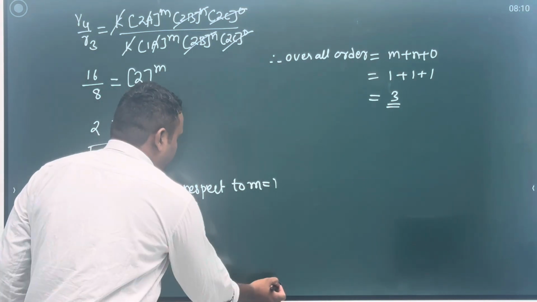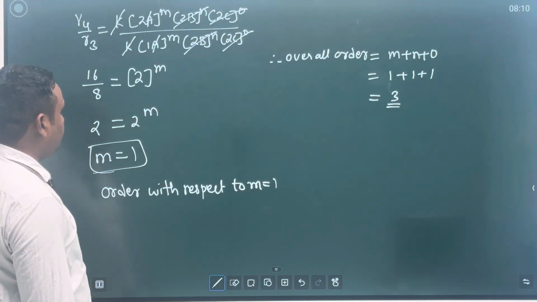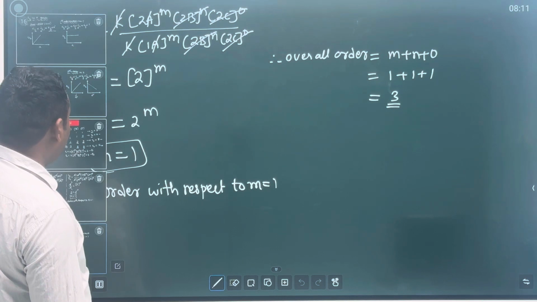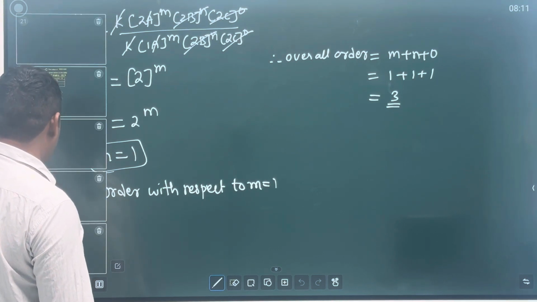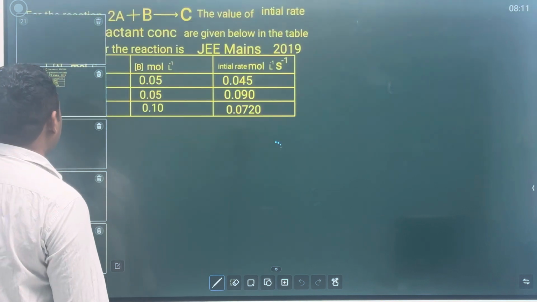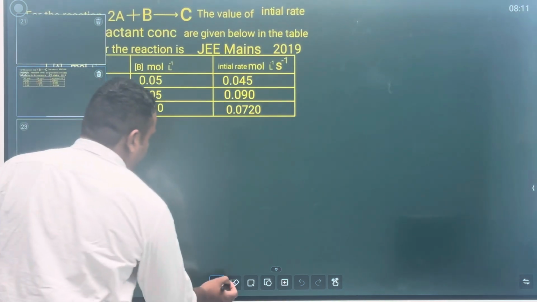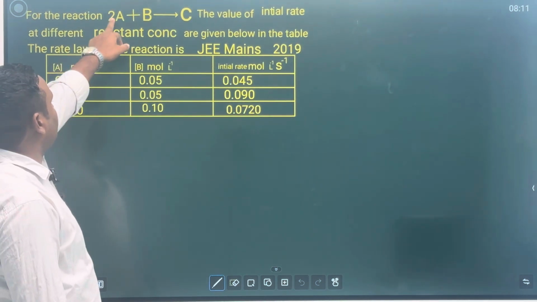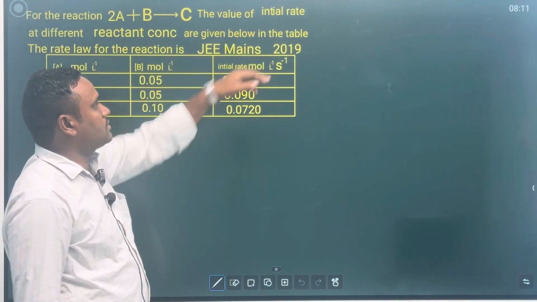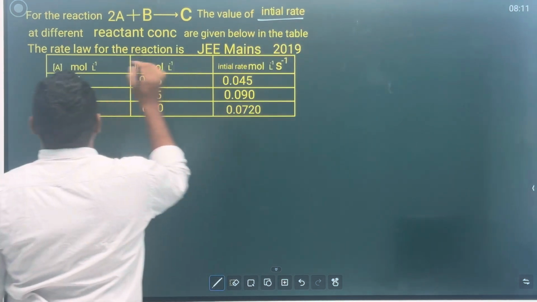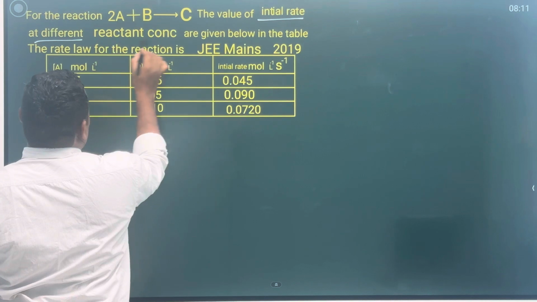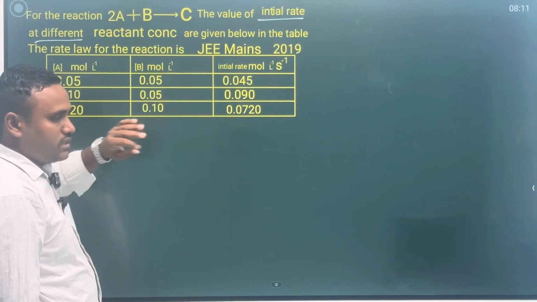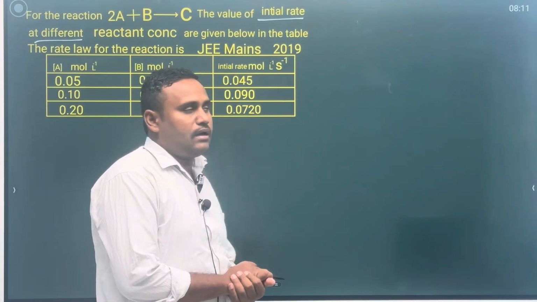Now let us do one model problem over this, which was asked in JEE Mains, and given with real values, not hypothetical values. For a reaction 2a plus b gives rise to c, the values of initial rate at different reactant concentrations are given below in the table. We need to find the rate law for the reaction.